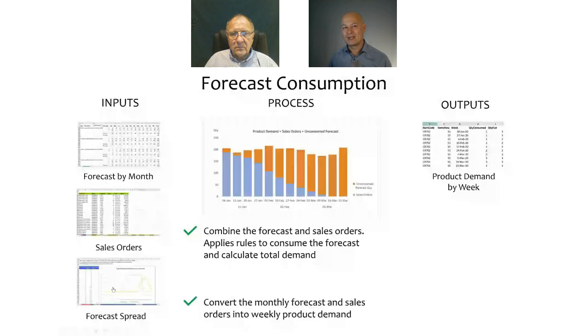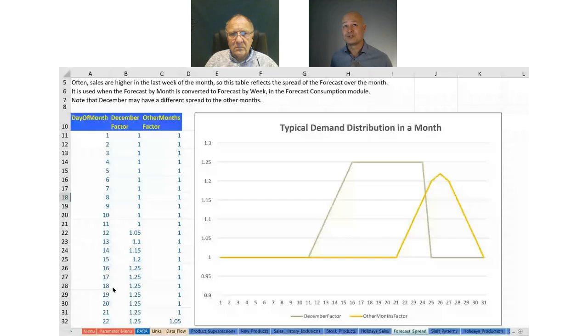And converting monthly to weekly is not just a case of dividing by 4.3 or however many weeks happen to be in that month. One of the inputs to forecast consumption is this distribution. So it's the spread of demand across a month. Here we're looking at 31 days within the month, and it's showing the ratio of demand from one being the typical average out to, in this case, getting up to 1.2 towards the 26th, 27th of the month.